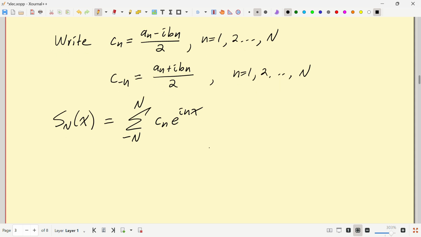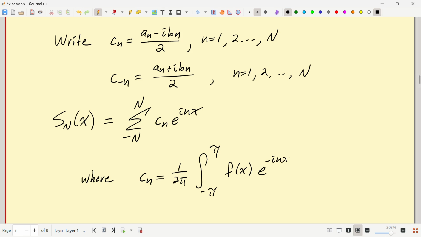And when you play games and stick those formulas in, the Cn are going to be equal to 1 over 2 pi, integral from minus pi to pi of f of x times e to the minus inx dx. So the formulas become much simpler in the complex notation. They're 100% equivalent.